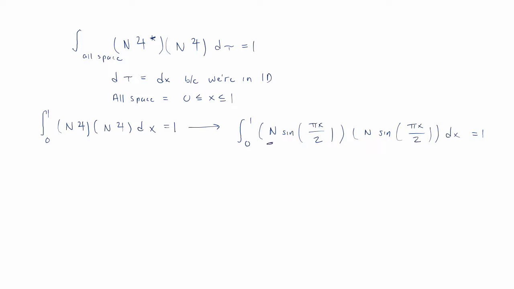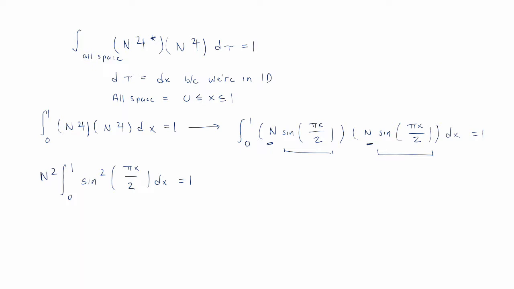Now recall that n is a normalization constant. Constants can flow out of the integral, so I'm going to take both of these n's out, and I'm going to multiply these sine terms together. When I do that, I'll get n squared, since I have n times n, floating out of the integral from 0 to 1, and then I also have sine squared of pi x over 2 dx, and that's set equal to 1.